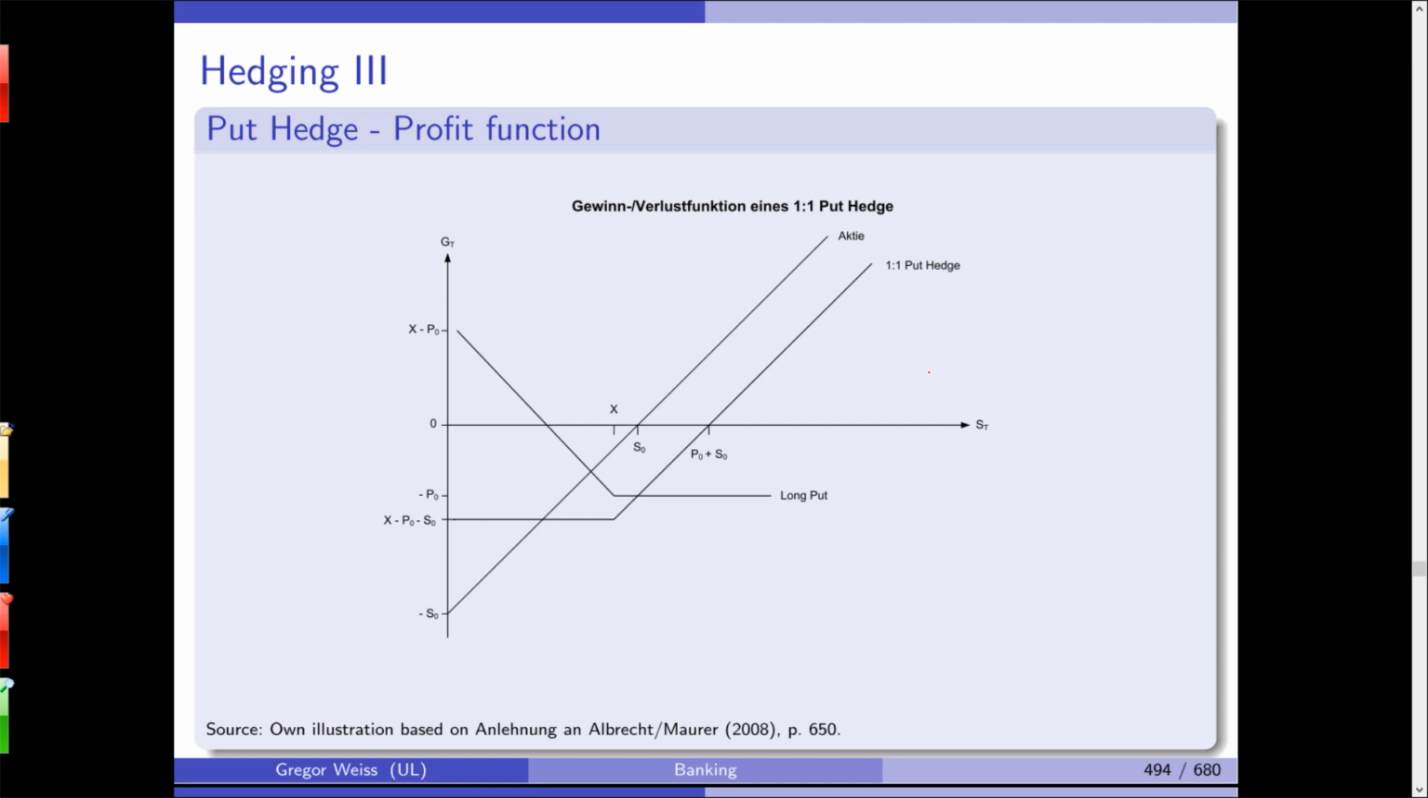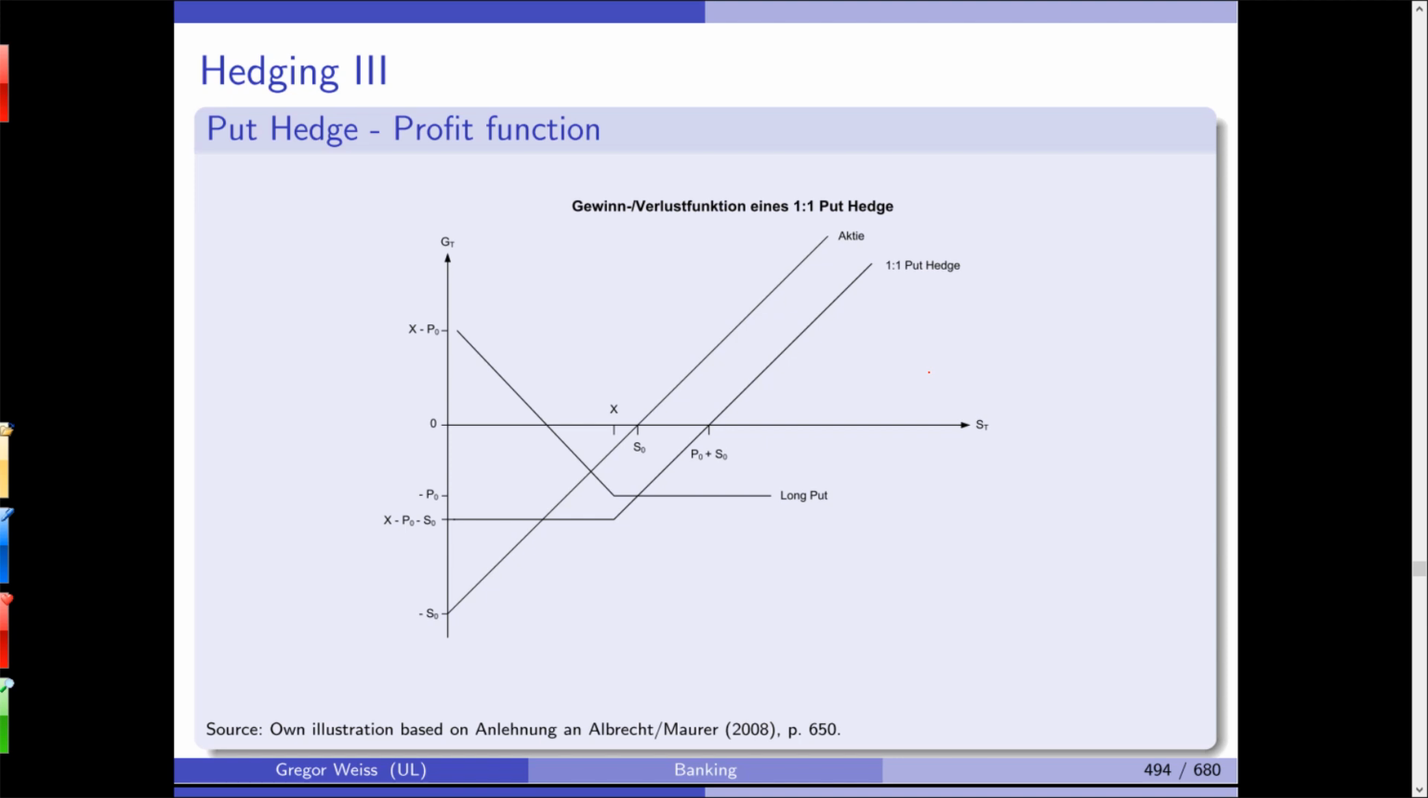As you can see, we have to invest S0. We have to buy the stock, let's say for 100. And if the stock stays at 100, the stock investment will give you a profit or loss of 0. If I buy it for 100 and if it stays at 100, no profit, no loss. If it goes to 150, we will win 50. If the stock price goes down to 0, we will lose our initial investment of S0 on the left-hand side. This is the put, x minus P0.